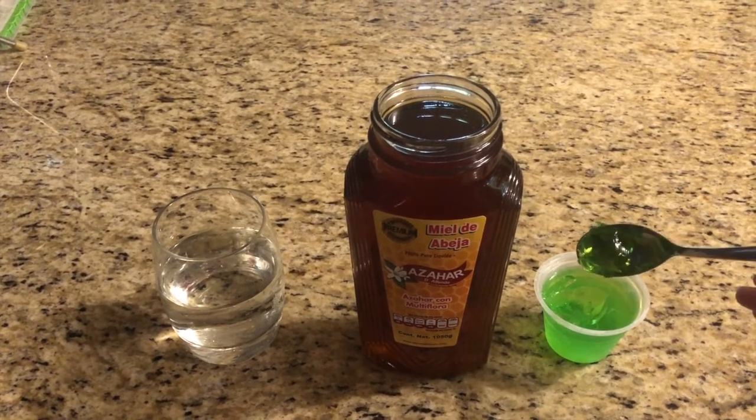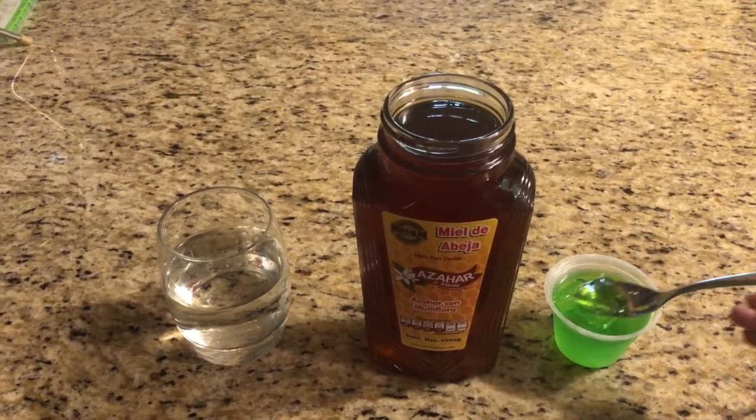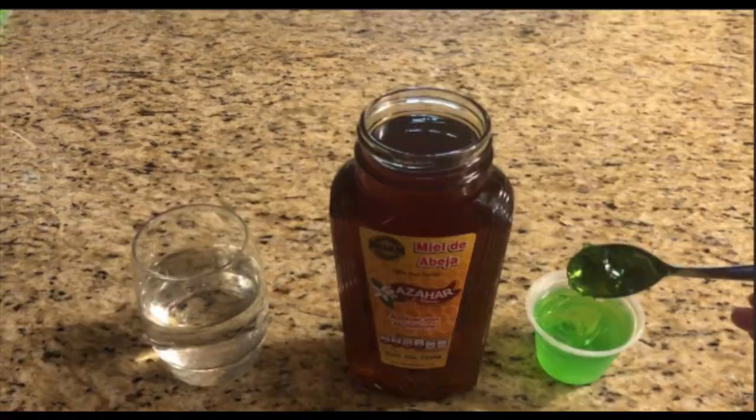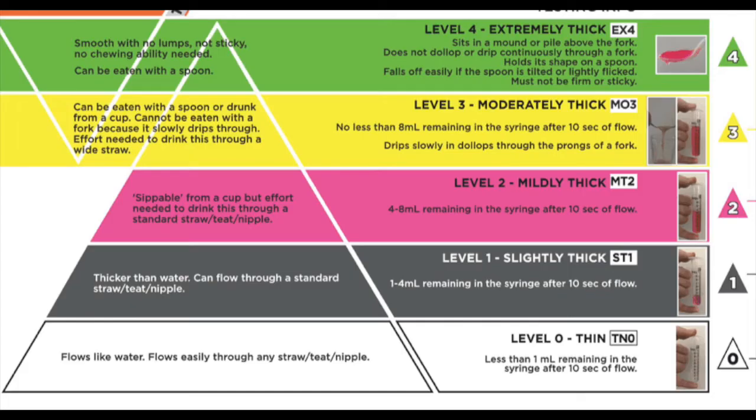My last example is the Jello. This is a level 4 or extremely thick item. It is described as sitting in a mound or pile above the fork. It does not dollop or drip continuously through a fork and holds its shape on a spoon. Those were only a few examples that I found at home.